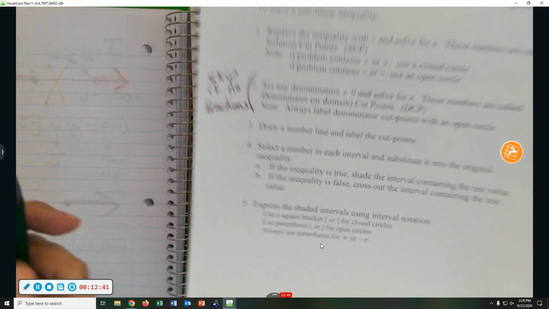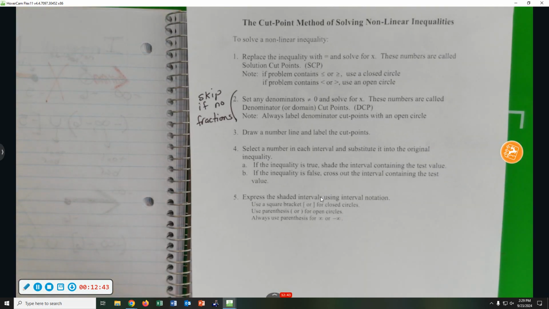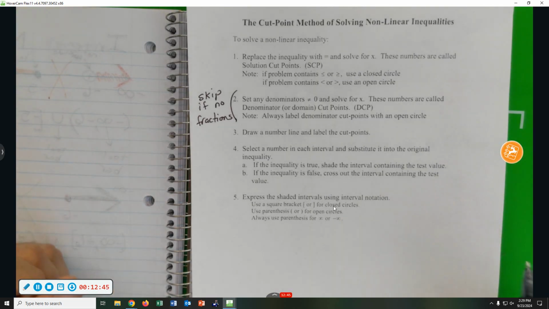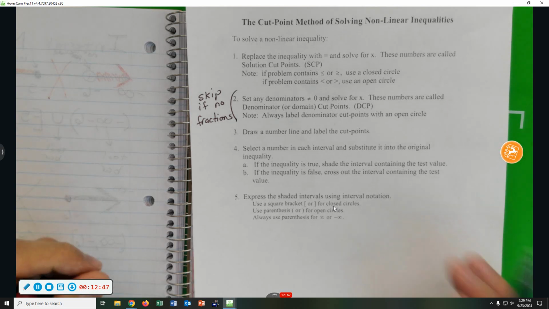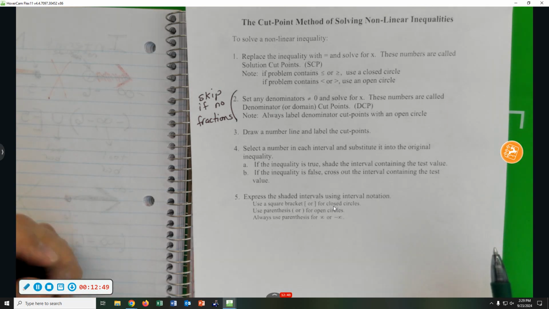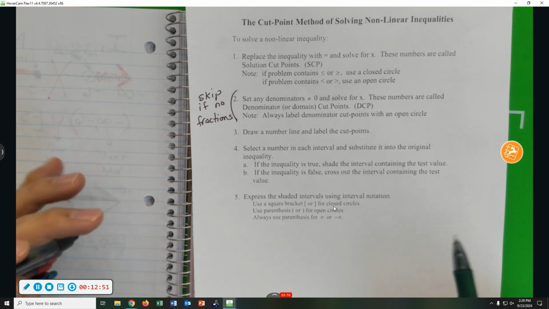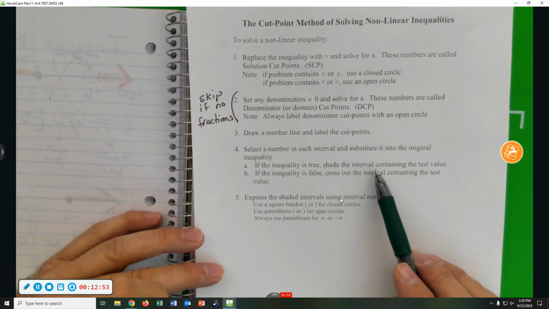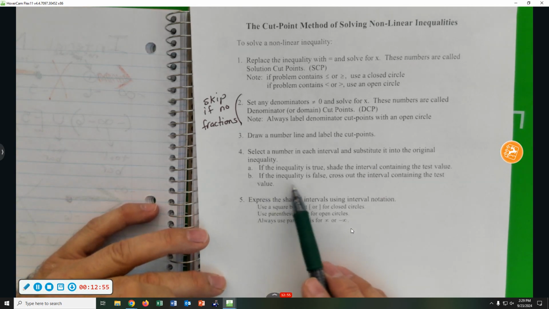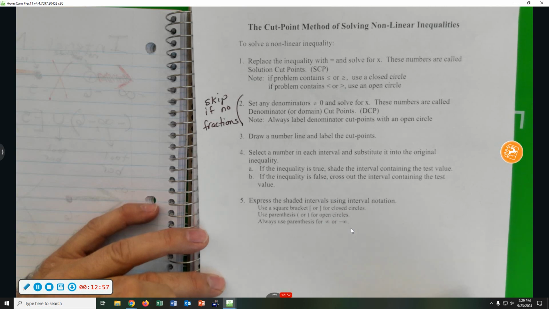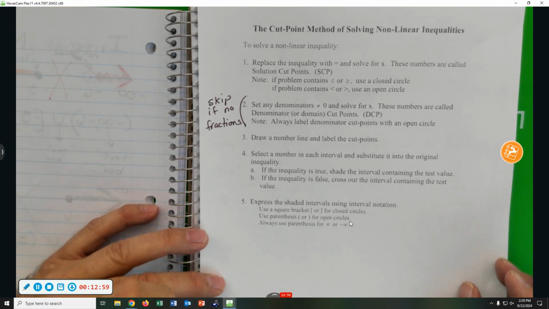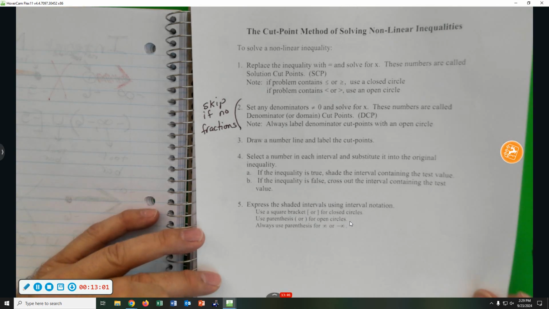Let's read step number 4. Select a number in each interval and substitute it into the original inequality. If the inequality is true, shade the interval. If the inequality is false, cross out the interval. That's how we're going to get the shaded intervals and the crossed out intervals.